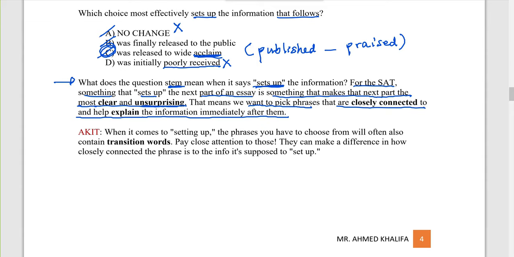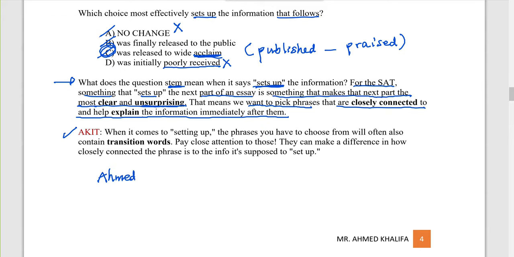Let us read this one. Okay? ACKIT. You know what it means, ACKIT? You know what ACKIT stands for? Note it down, nobody would think about it. Anyway, ACKIT means what?